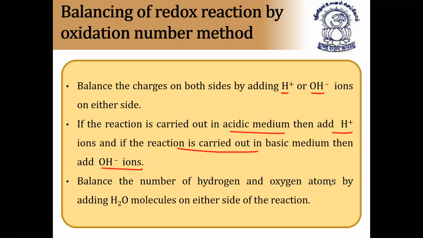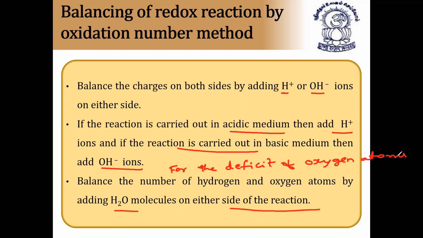Balance the number of hydrogen and oxygen atoms by adding water molecules on either side of the reaction. So for the deficit of oxygen atoms, add an equal number of water molecules. You have to add water molecules on either side of the reaction. Which side it is deficit, that side only we have to add.